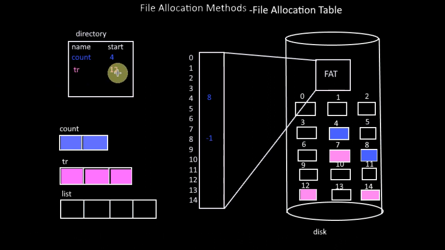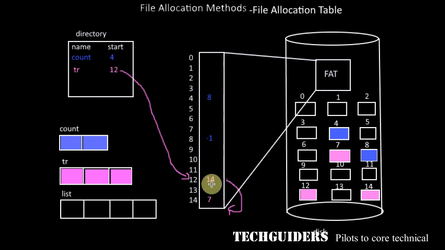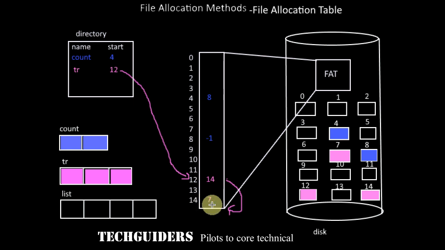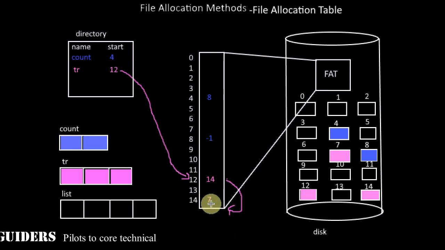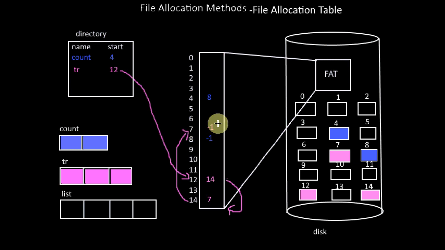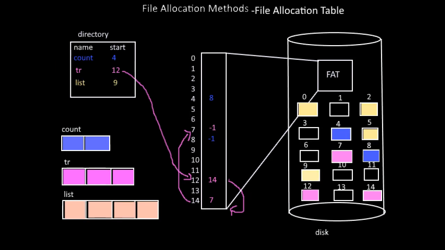The directory entry points to the address of the first file block, which is 12. Now this value indexes into the file allocation table, which contains the address of the next block. Now coming to index 14, it will contain the address of the next block, which is 7. And the index 7 is having a value -1, which shows this is the end of the file. Now consider one more file.